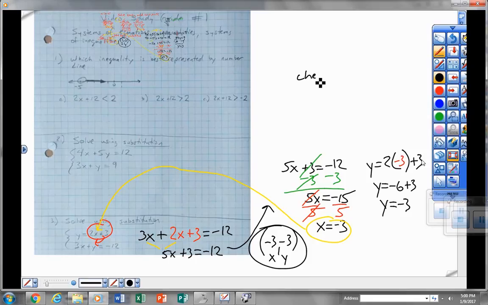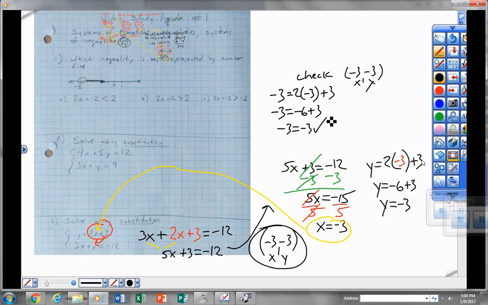And to show you a check, I'm going to plug that into both equations and show you how it works. So first equation, plugging in negative 3 for y from the coordinate equals 2 times negative 3 plugged in there from x from the coordinate gives me negative 3 equal negative 6 plus 3, and then that is a true statement. Negative 3 is equal to negative 3.